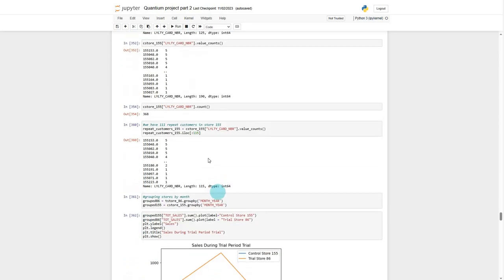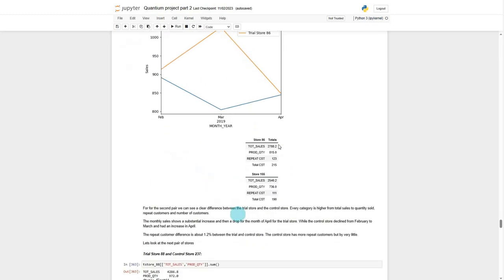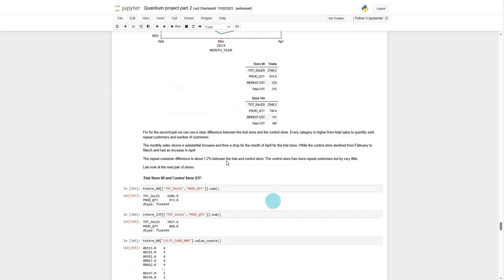Again, doing the same thing for the next set of trial and control stores. Looking at the total sales, as you can see, the trial store increases from February to March, and then from March to April it declines. And kind of the reverse for control store 155. And then again, some quick stats: total sales, product quantity, repeat customers, total customers, in a little table for myself to keep the information all notated there.